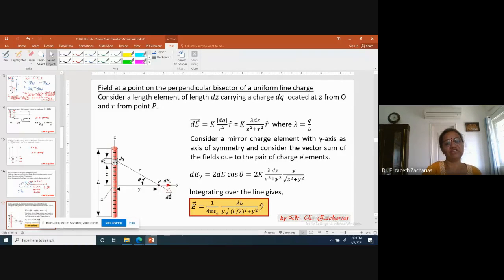So let us take a charge element dq at a distance z. Therefore dq will become equal to lambda into dz, and then this distance is r. Therefore, r will be equal to the square root of y squared plus z squared. Just put that into this equation, and then draw your arrow, the dE arrow, because the electric field will be radially outward. Now similarly, take a mirror element here. Do the same. You will get a dE here. And then take the sum of these two. If you do, you're going to get this as your answer.